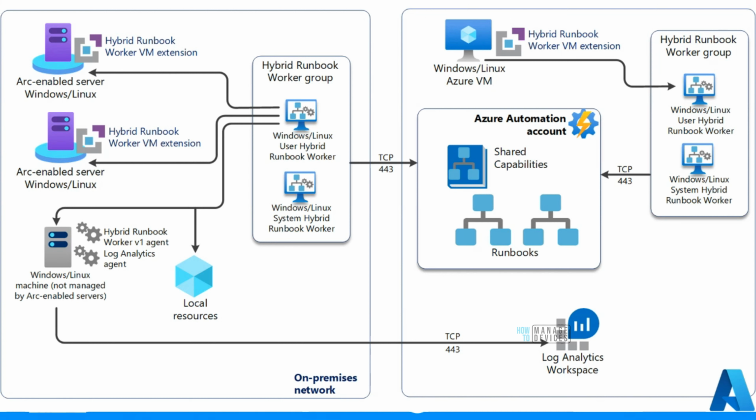We have all those options available, but before that, let's see how the configuration is done at the very low level. Right now, on the screen you are seeing how the extension is configured, and how the runbook worker is communicating with the on-premises network and Microsoft, where the shared capabilities come into the picture.